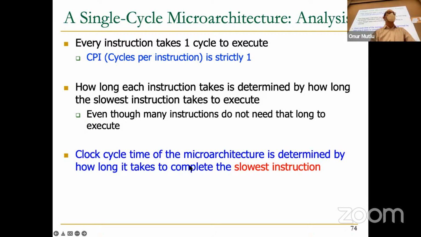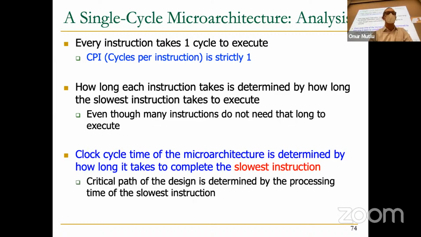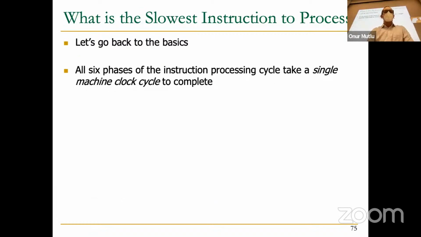As a result, clock cycle time of this microarchitecture is determined by how long it takes to execute the slowest instruction. And let's take a look at what that slowest instruction is. Basically, critical path of the design is determined by the processing time of the slowest instruction. So what is the slowest instruction to process? Anybody? Yes.